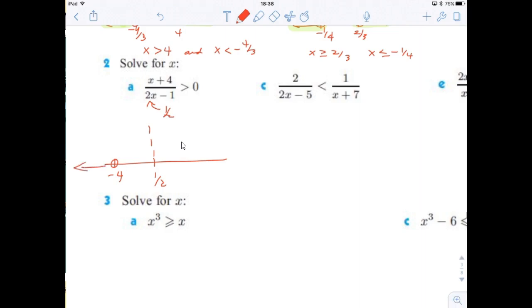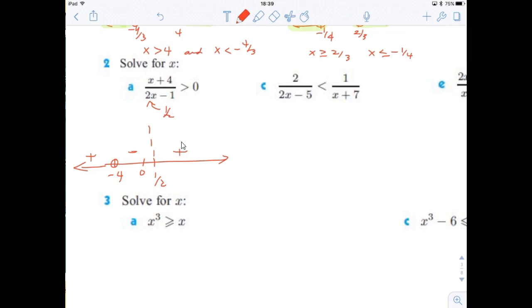So we could put in a big negative number. If we put in a big negative number, we have a negative number divided by a negative number, which is a positive number. If we put in a big positive number, we get positive number divided by positive number, which is a positive number. And if we want to test a value between -4 and 1/2, I suggest 0. That's a good convenient point. We would have 0 plus 4, which is 4, divided by 0 minus 1, which is -1. 4 divided by -1 is -4, which is negative. Okay, so there's our interval for this rational function.